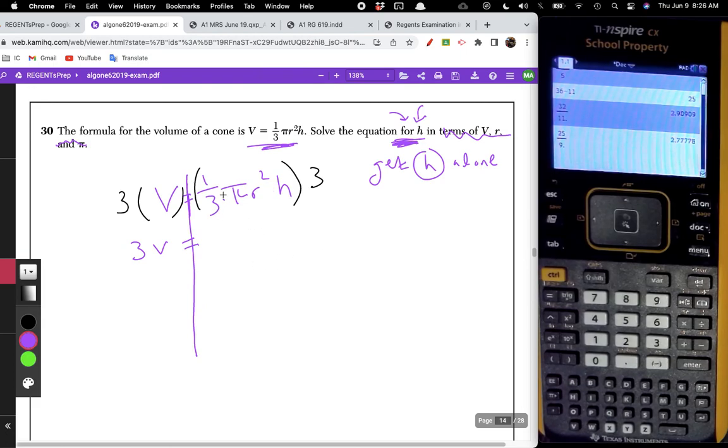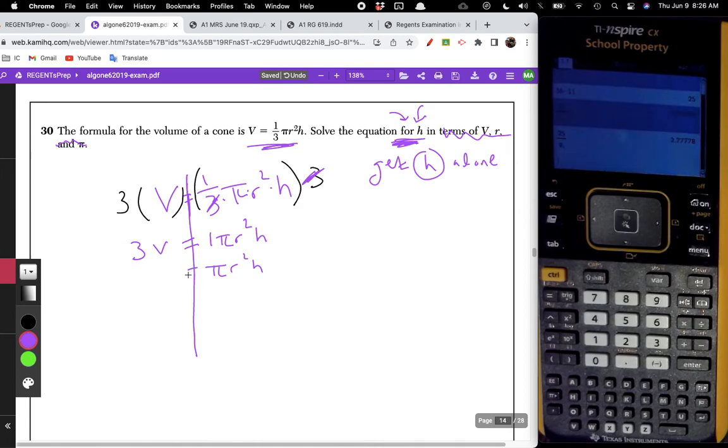Because these are all multiplying against each other, 1/3 times pi times r squared times h, the 3 just gets to cancel out with the 1/3 there. The 3 and the 3 on the bottom of my fraction, they get to cancel out. So I'm left with 1 pi, oops, let me write that pi a little nicer, 1 pi r squared h. And 1 pi r squared h, that's really just pi r squared h equals 3v.